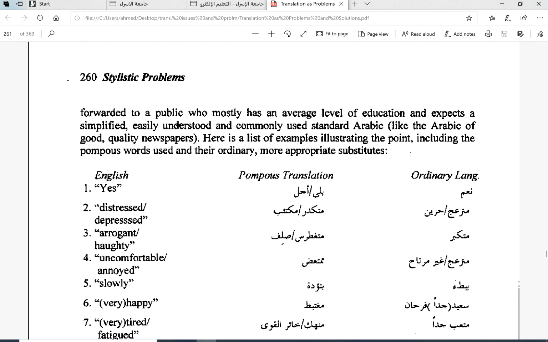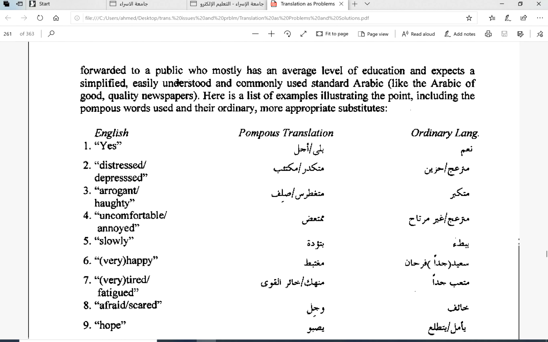A text forwarded to a public who mostly has an average level of education expects a simplified, easily understood, and commonly used standard Arabic, like the Arabic of good quality newspapers. Here is a list of examples illustrating the point, including the pompous words used and their ordinary, more appropriate substitutes.